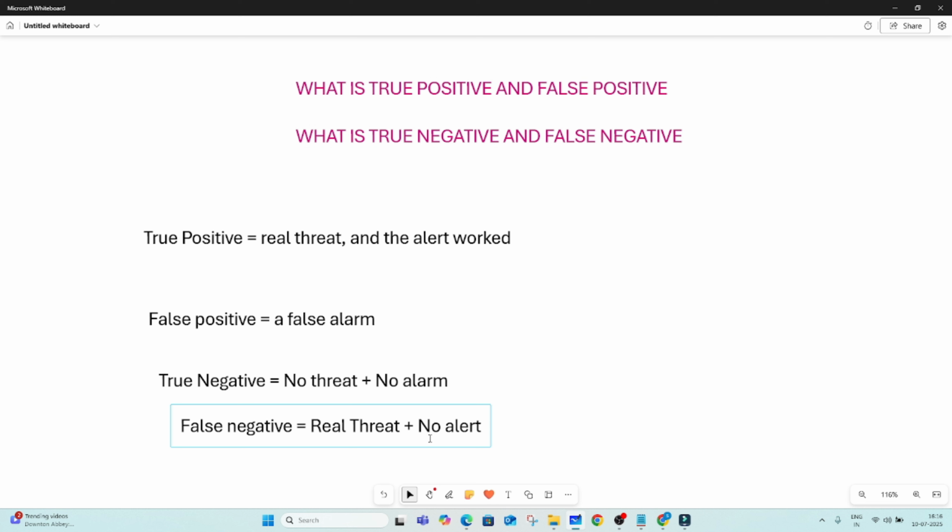Initially I'm starting with theory classes so that every beginner should know how it will work before we do hands-on experience. So now you know the difference between true positive, false positive, true negative and false negative. Remember, in cybersecurity, it's not just about detecting threats. It's about detecting them accurately.